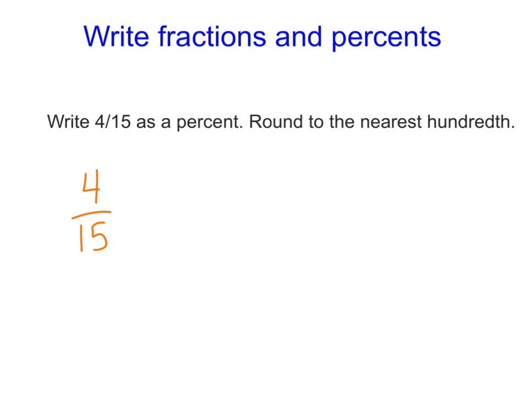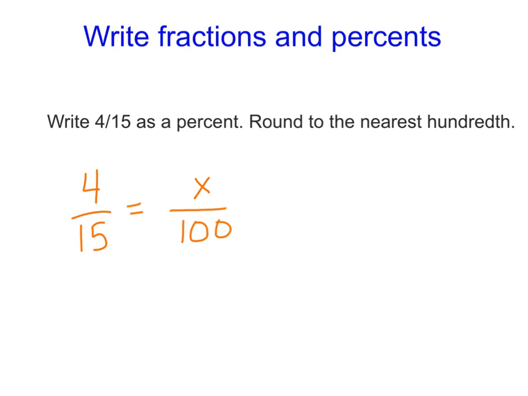So, to do that, I'm going to make a proportion, and I want it to be 100 in the denominator because it's percent, per 100. Okay, so I want to figure out what my numerator would be, because if I can figure that out, I know percentage-wise that will be my percent.